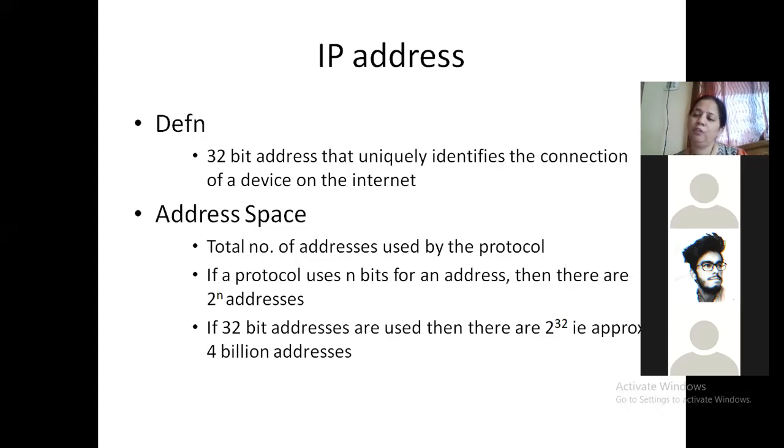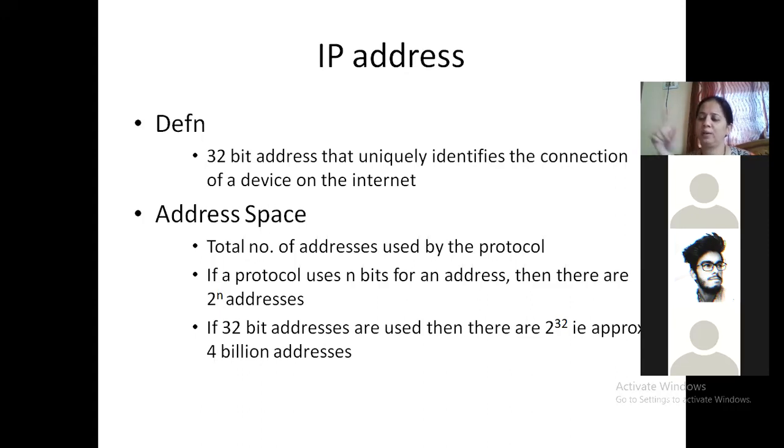Okay, so we will try to define what are IP addresses. IP stands for Internet Protocol, and address will uniquely identify a machine. IP addresses are basically 32-bit addresses that uniquely identify a connection of a device on the internet. Try to remember this definition, very important. What is an IP address? It is a 32-bit address.